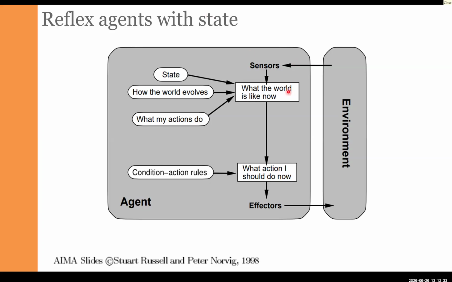Which is the agent with the state. So in this case, what happens is that you still get an idea about what the world is now based on sensors, but you also try to predict a step forward. So what type of outcome is your action likely to do? And based on the output of this action, you choose what action to take.